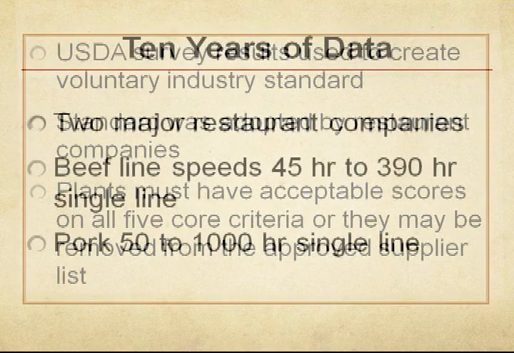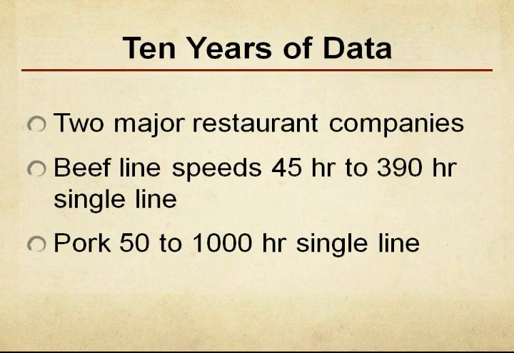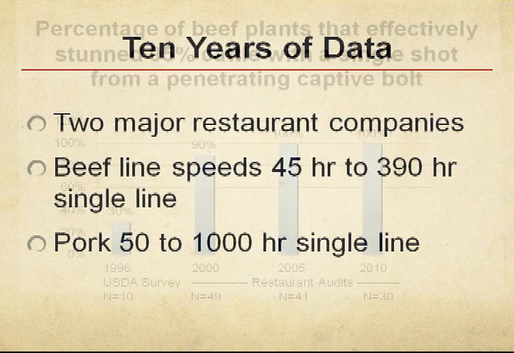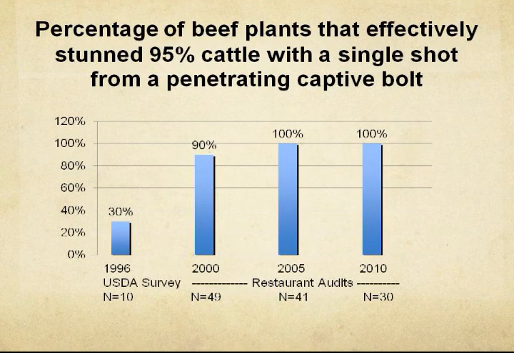Okay, let's look at some of the things they've learned in 10 years of doing this. I've gotten data from 2 major restaurant companies. Beef line speeds from 45 to 390 an hour, pork from 50 an hour to 1,000 an hour, so we got a nice mixture of different kinds of plants there. And things have improved a lot. When I originally collected the baseline data, only 30% of the plants could shoot 95% of the cattle on the first shot.